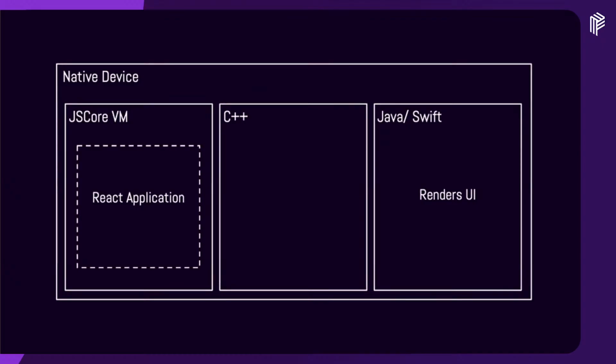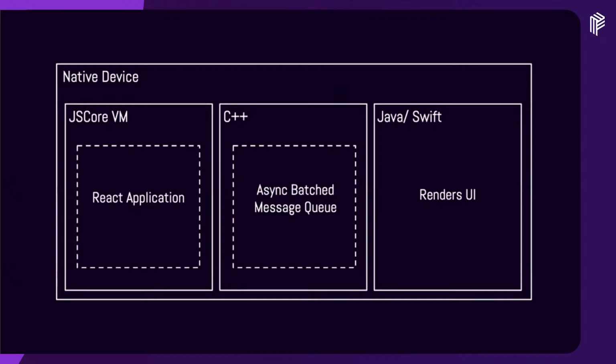There's actually this world of C++ that sits in between your native project and the JS core VM. And this is where the bridge lives. Essentially, all the bridge is an async batched message queue. It sounds scary, but all that's happening is every time your React application wants to communicate with your native application, it JSON serializes the message, batches those up, and then sends them across the bridge.